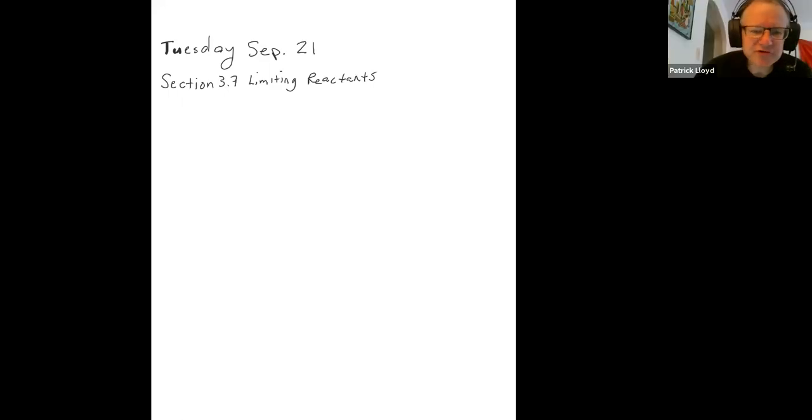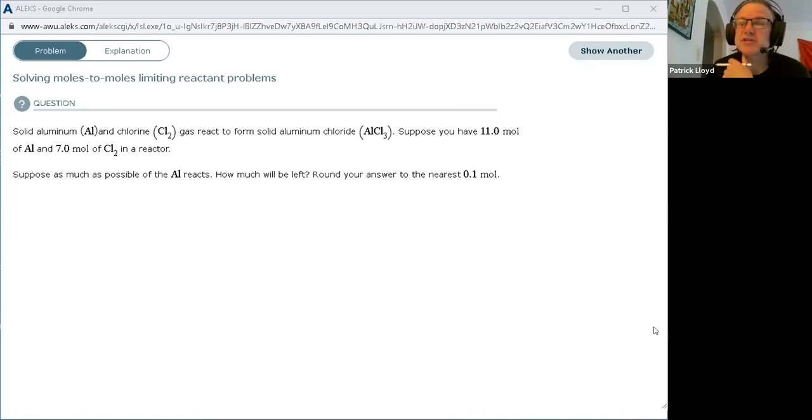The way that we'll start is by taking a look at the first problem in the set for that chapter, for that section. Okay, so the first problem is called solving moles to moles limiting reactant problems.